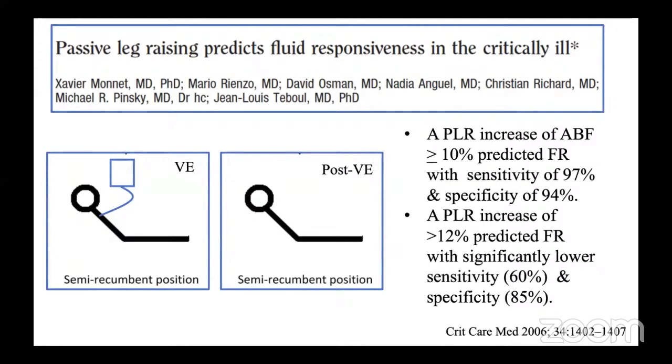Now, since we are talking about resource limited settings, where the measurement of aortic blood flow is not likely to be available, while describing this test, Professor Teboul and Professor Monnet said that a PLR increase of greater than 12% in the pulse pressure, which signifies the increase in stroke volume, also predicted fluid responsiveness, but with lower sensitivity and specificity.